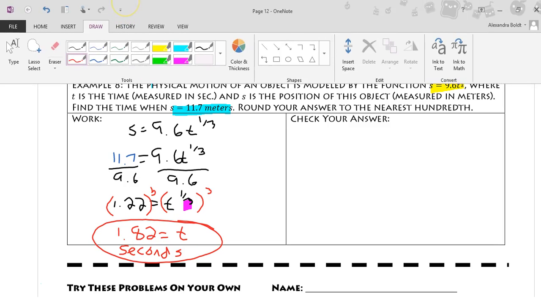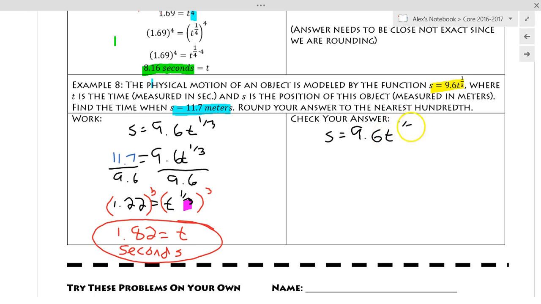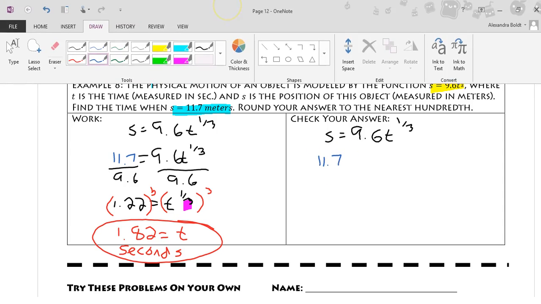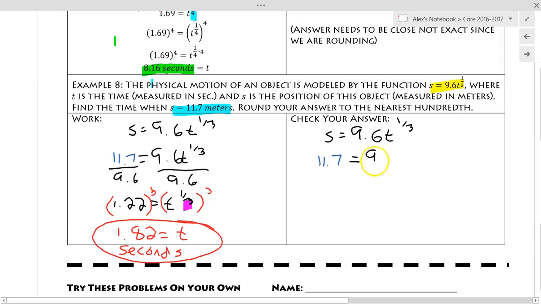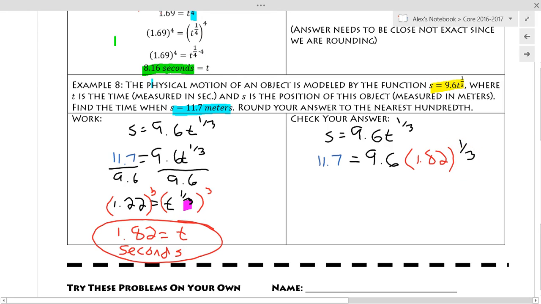Now again, we need to check my answer. So I have s equals 9.6 t to the 1/3. I'm still going to plug in 11.7 equals 9.6, and instead of t, I'm going to plug in that 1.82 to the 1/3. So then I get 11.7, and I'm going to type that right side into my calculator.